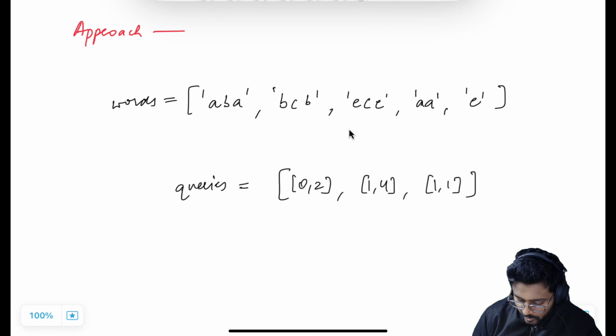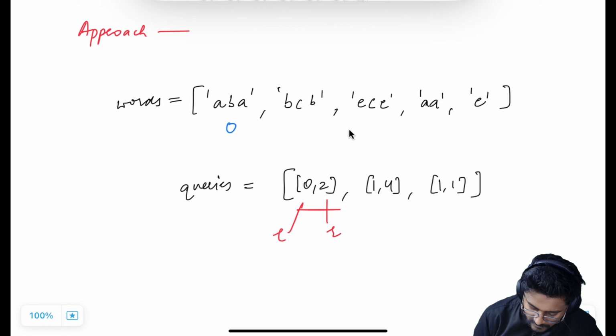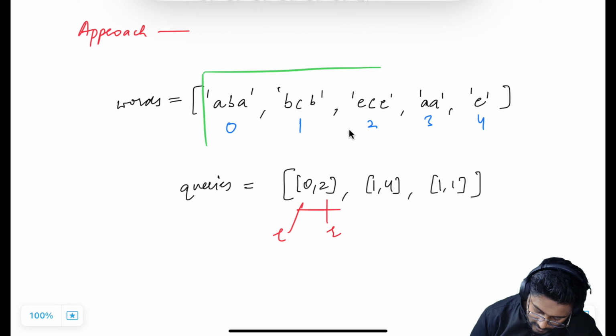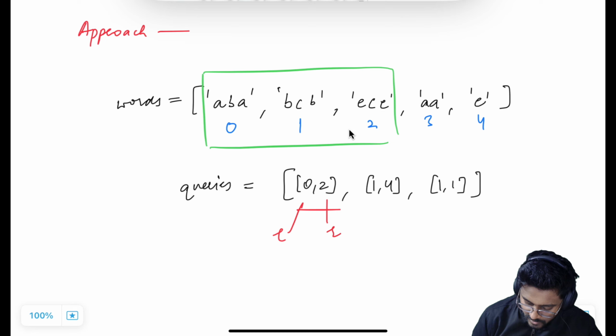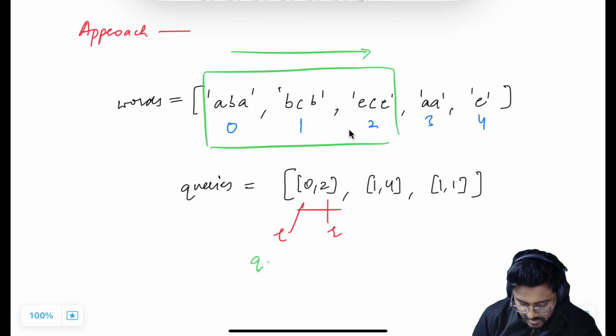Firstly, let's see how we are going to solve this question. In the example, what I did is I processed the first query. The first query is going from L to R, so I go from L to R index. Indices in the words array are 0, 1, 2, 3, 4. The first range is from 0 to 2. What I can do is, for every query Q, iterate in my words array and check whether the string is starting and ending with a vowel.